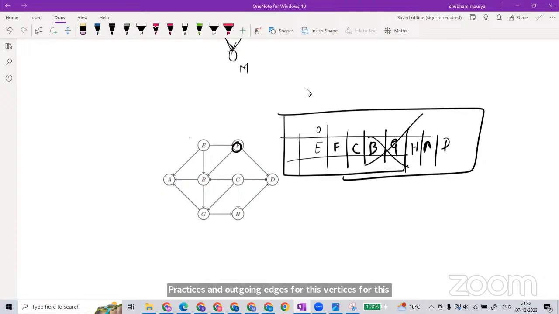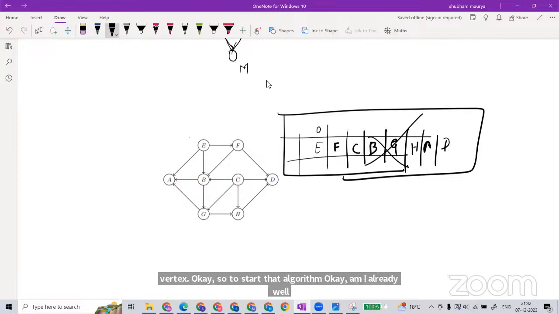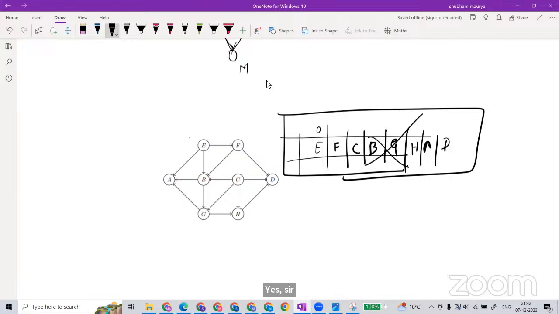Okay, so to start that algorithm, am I audible? Yes, sir. You are audible. Sir, can you explain out degree once again? So out degree means the number of outgoing edges. So here, how many outgoing edges are there?